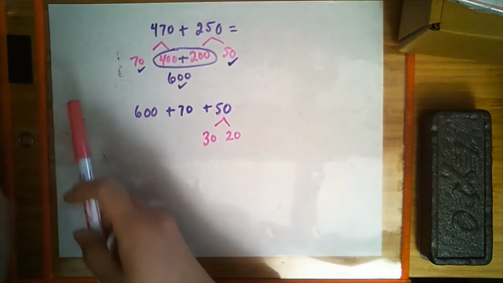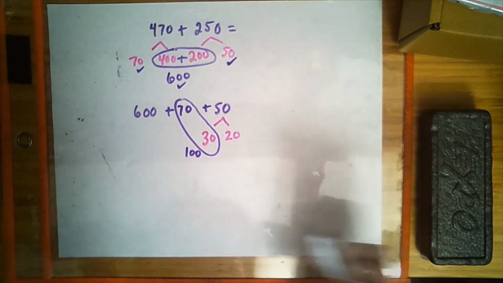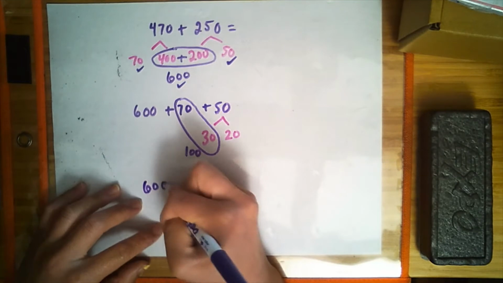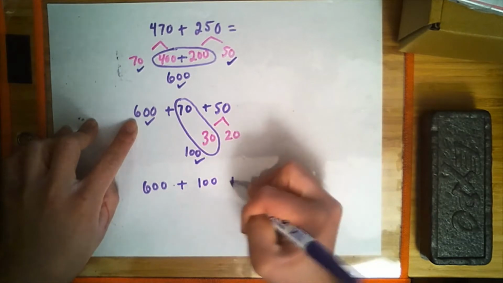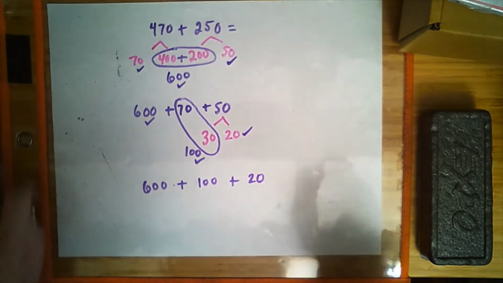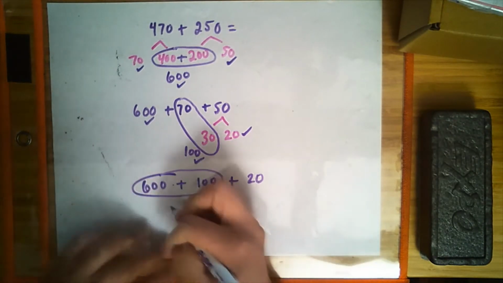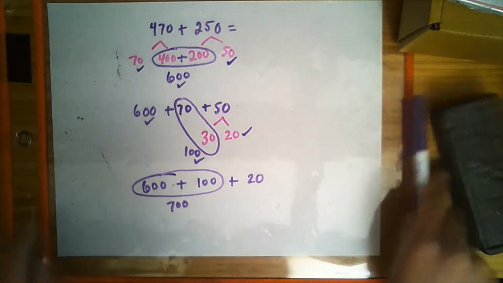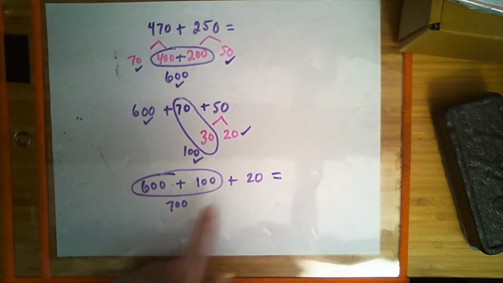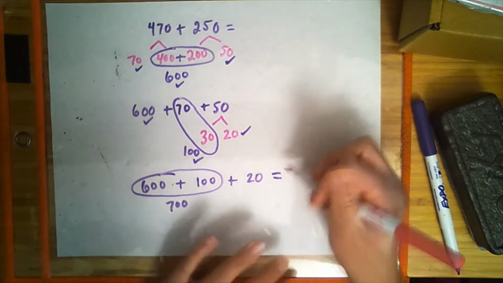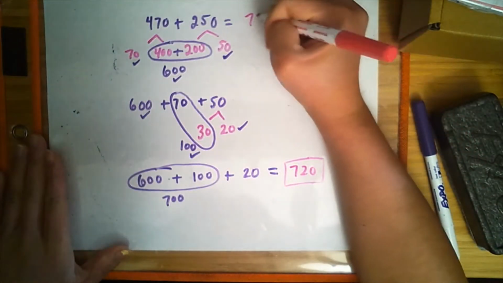Now you'll notice that 70 and 30 make 100. Therefore, I'm going to rewrite my number sentence as 600 plus 100 plus 20. And then you'll notice that I'm going to group 600 and 100 to get me to 700. 700 plus 20 is 720. Therefore, my solution is 720, and I can put it up here as well.